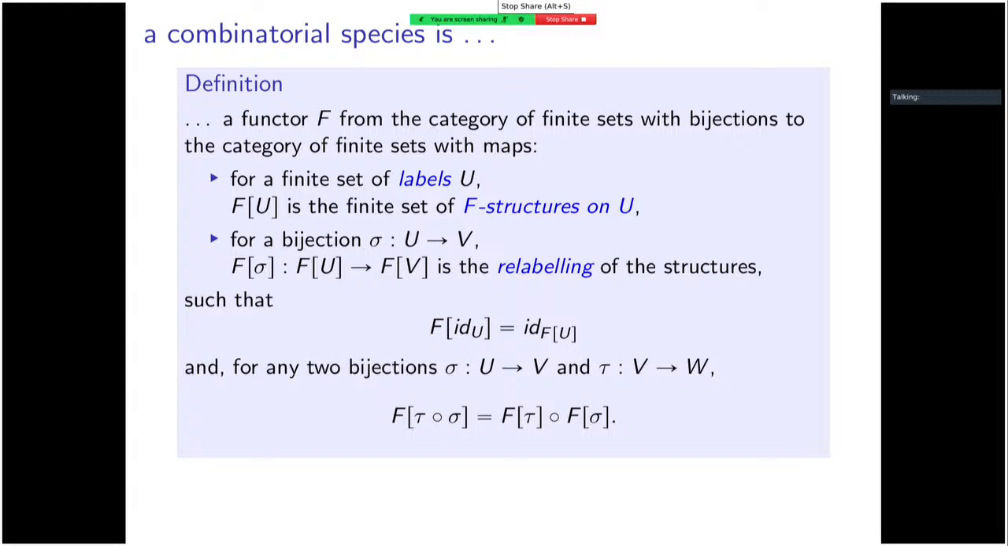If the bijection I plug in is the identity map from U to U, so if V equals U, then the resulting relabeling should do nothing. It should be the same thing. And if I compose two bijections, the relabeling of the composition should be the composition of the relabelings. And that's exactly what you should expect.